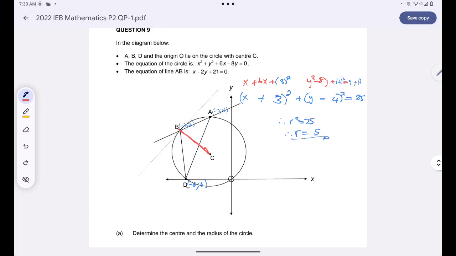Let's say the midpoint is here, the coordinates of M. If I can show that the gradient of BM is equal to the gradient of BC, therefore I can conclude that B, M, and C are collinear. That means line BC passes through the coordinates of the midpoint. Are you together?